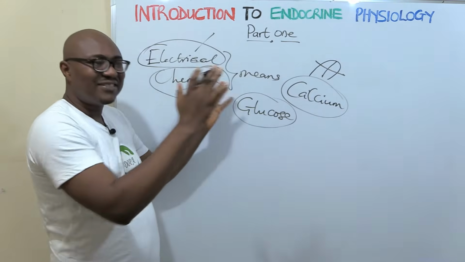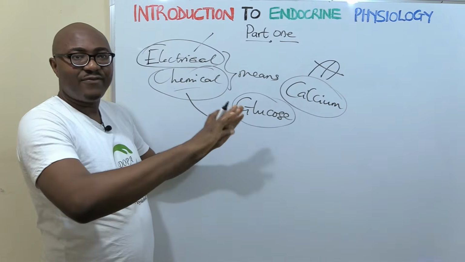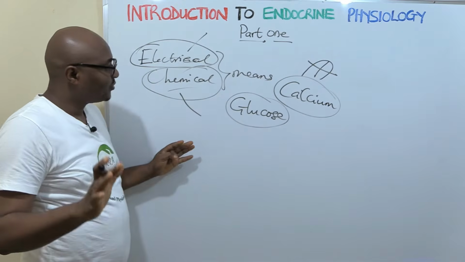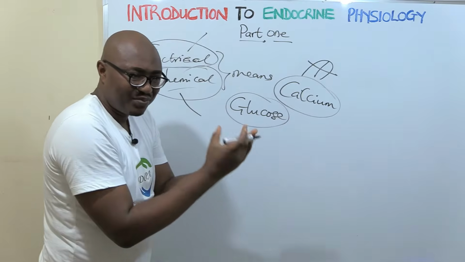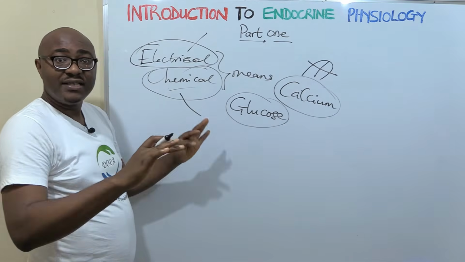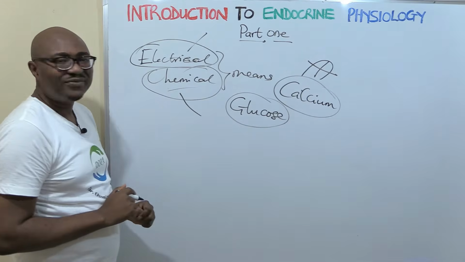You also have calcitonin, even vitamin D. They help to regulate the level of calcium. So this is what endocrine physiology is all about: hormones, and then the glands that produce and secrete these hormones and how they are regulated. So this is what we're going to be dealing with in endocrine physiology.